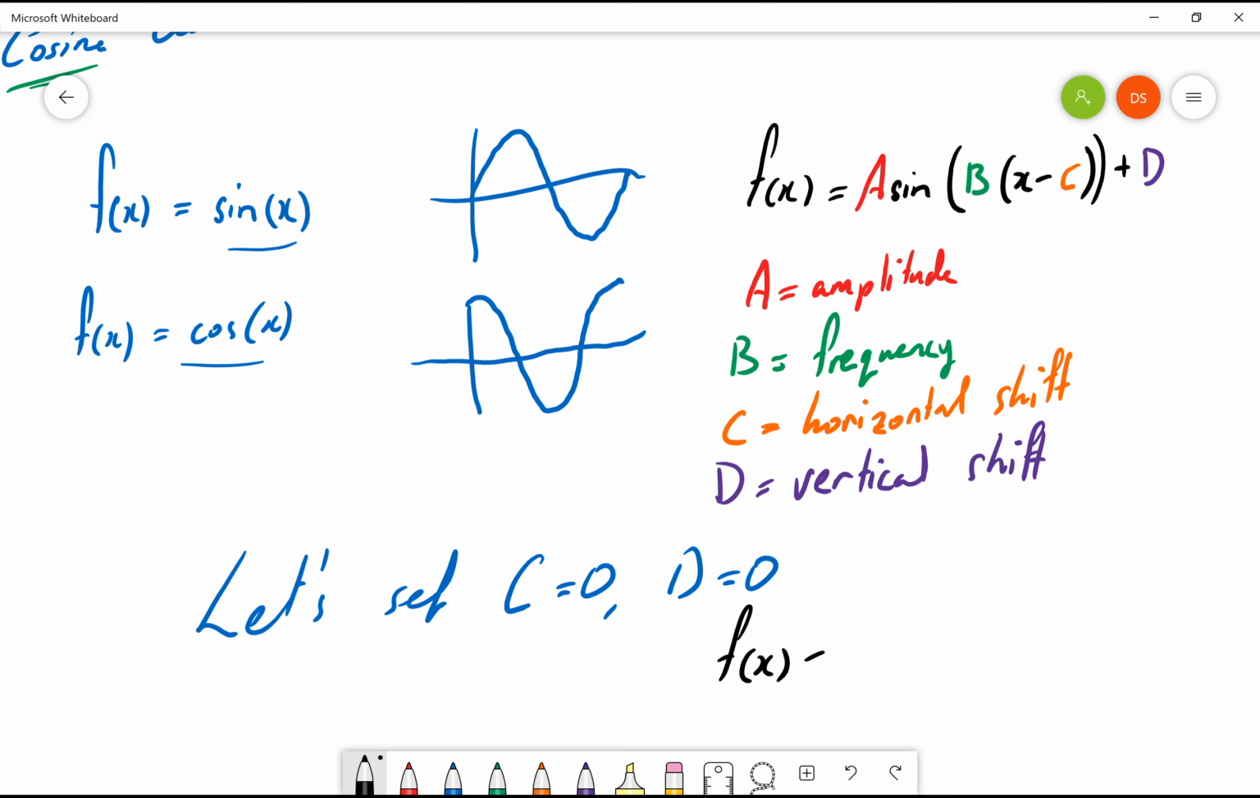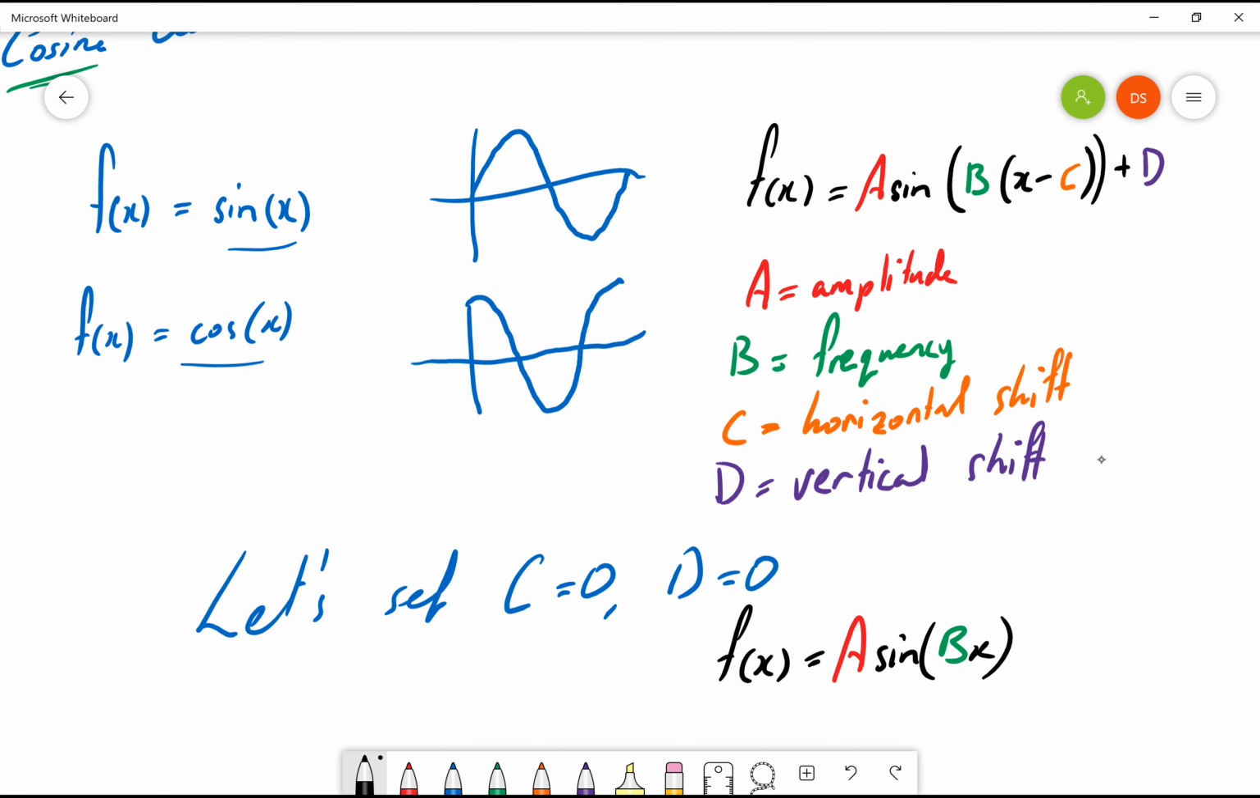So I'm going to rewrite it again. We've got f of x is equal to A sine bx. A sine bx. That's probably a model that we can work with a little bit better than the other ones. And so I kind of want to see how they go.